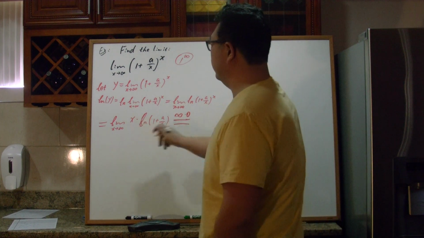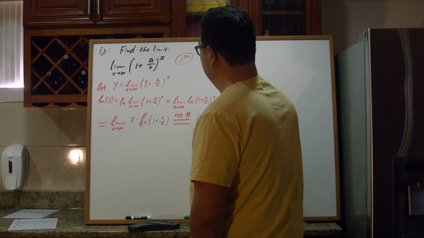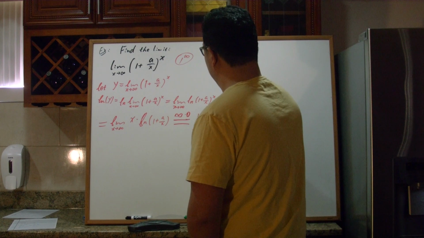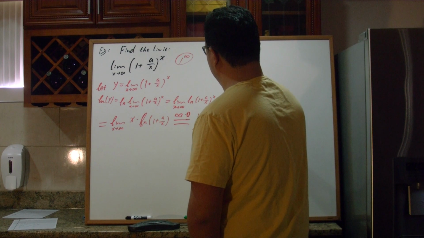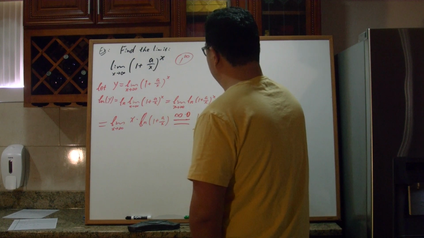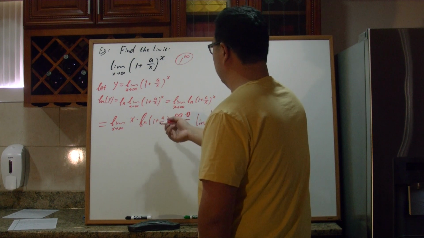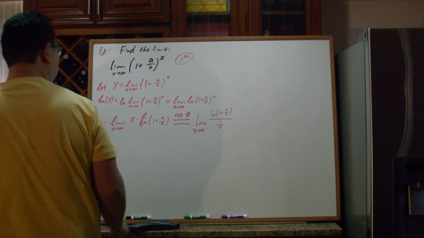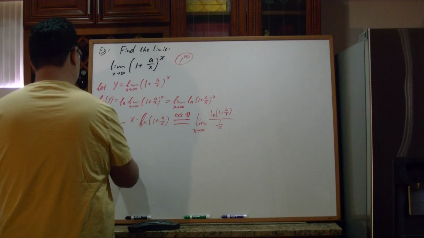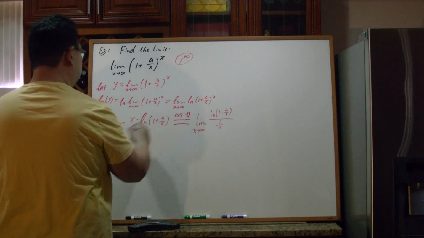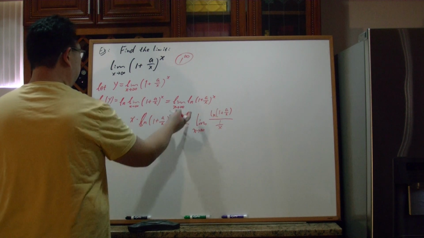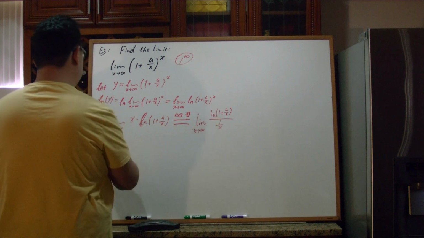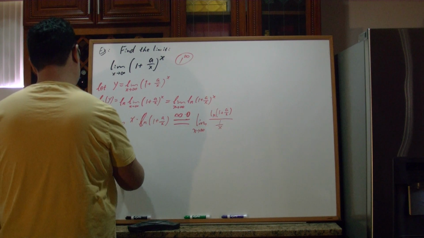What we can do is flip that down. Natural log of 1 plus a over x, over e to the 1 over x. Right, from that we actually have the format of 0 over 0, since we flip the infinity to the bottom, we get 0. Then we can apply L'Hopital's rule.